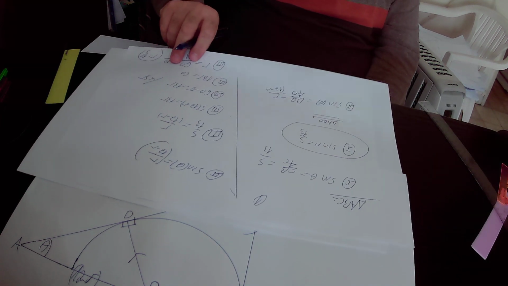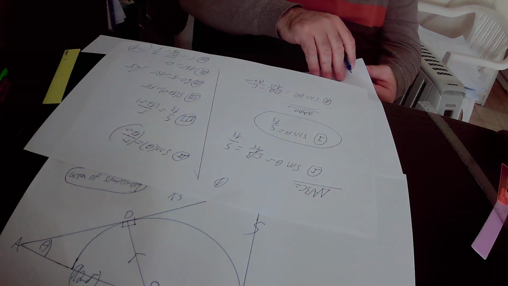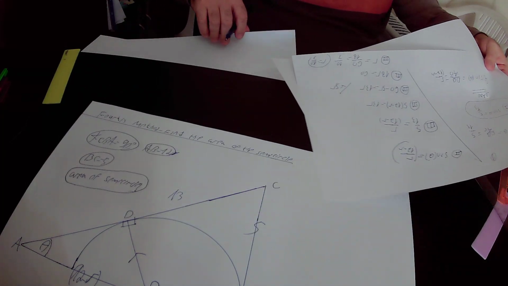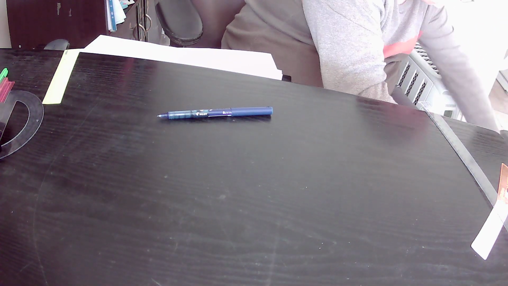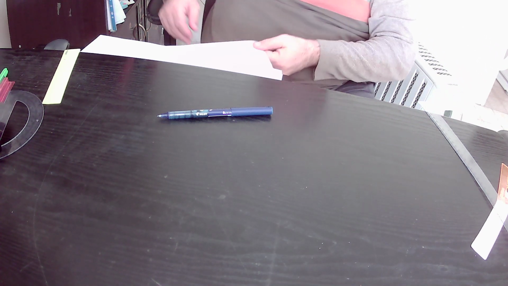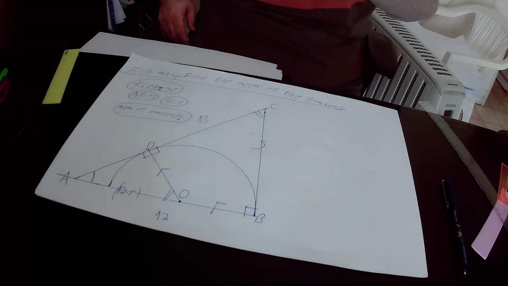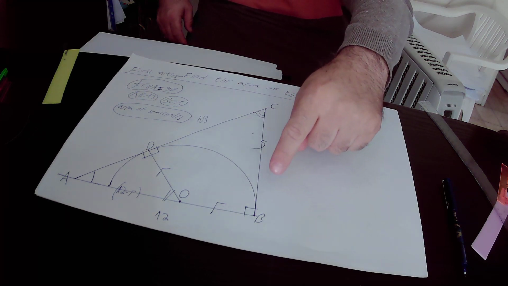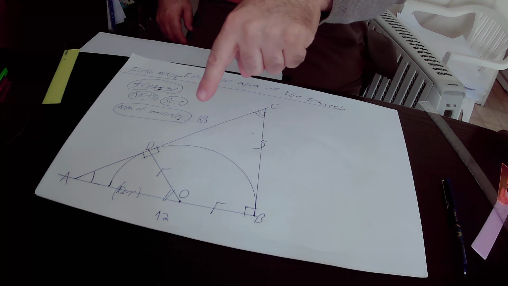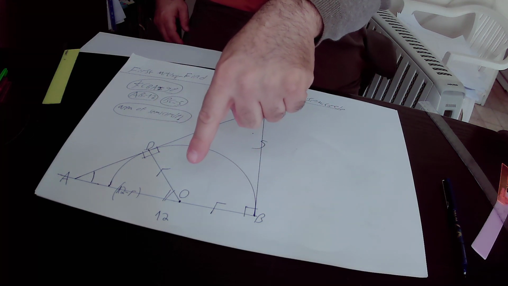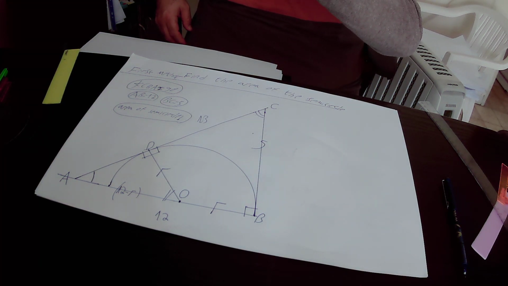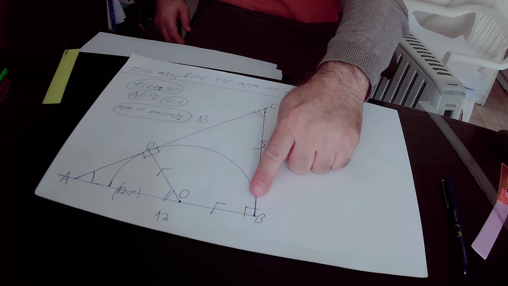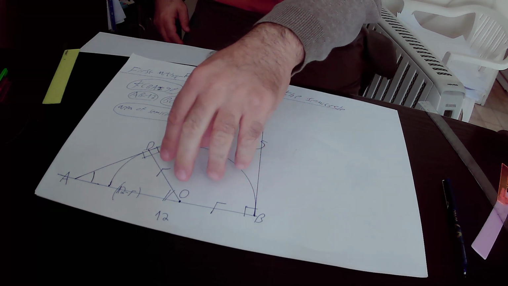Now, I'll summarize the lecture. Actually, we wanted to find out the area of this semicircle. We know that BC equals 5 units, AC, the hypotenuse of the right triangle ABC, is unknown, and AB equals 12 units, and this angle ABC equals 90 degrees. And we want to find out the area of this semicircle.